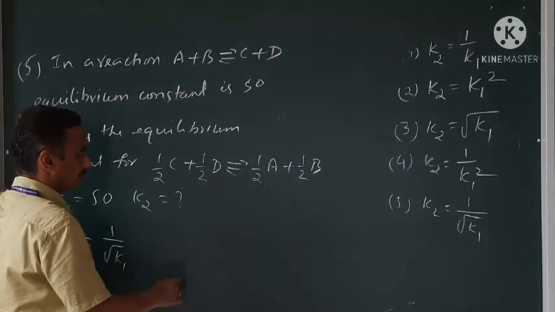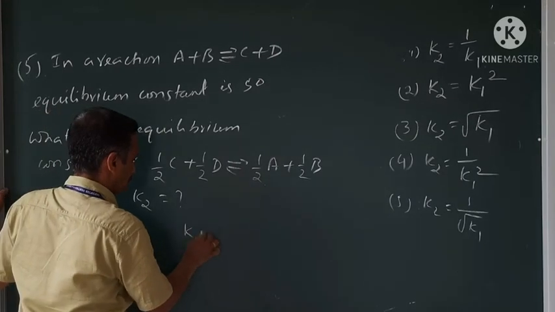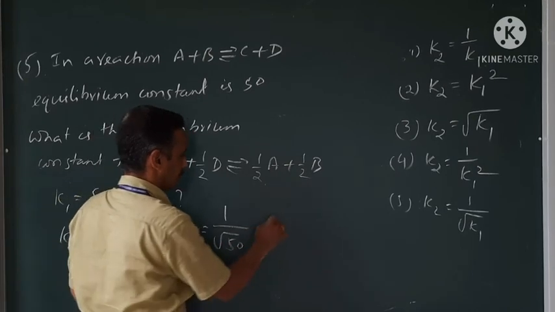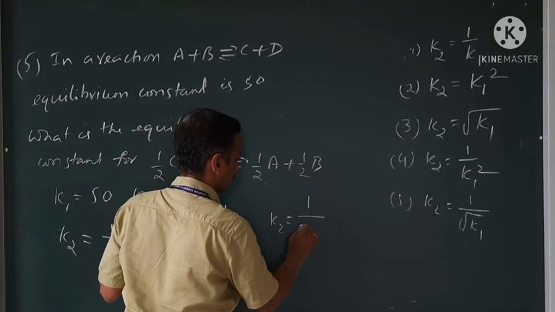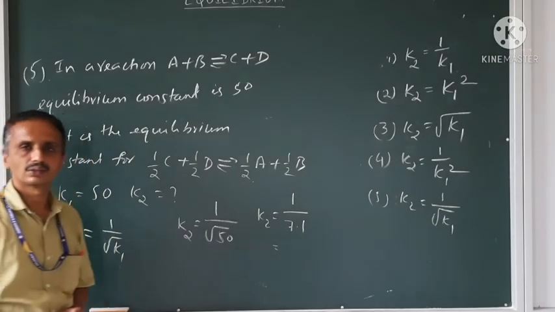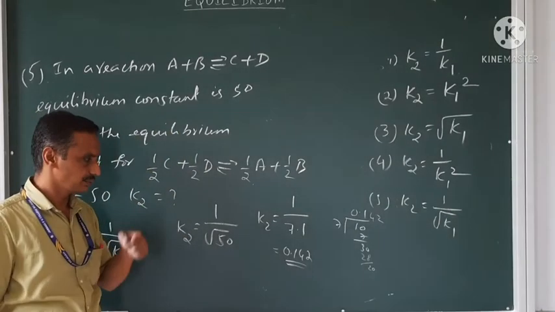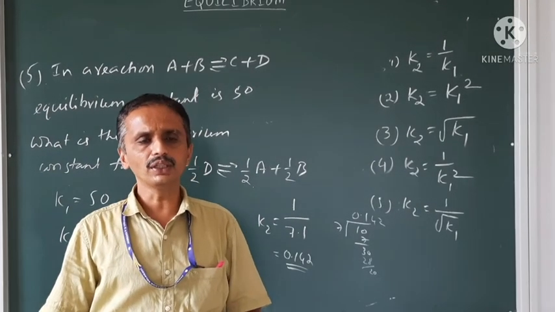So K2 is equal to 1 over square root of 50. That is K2 is equal to 1 over 7.1 etc., and get the answer. You see? Go for that. This is how to calculate that equilibrium constant.